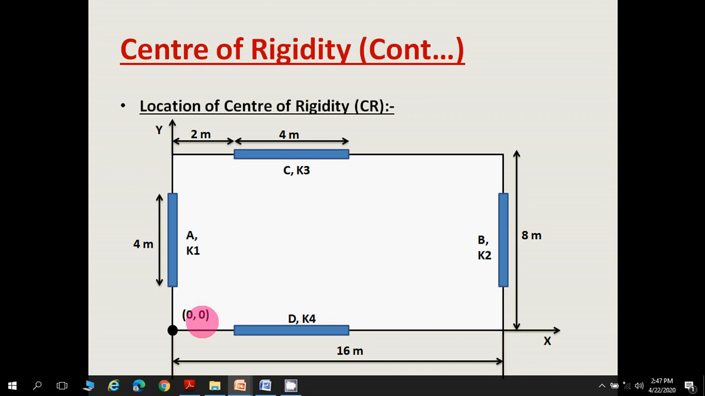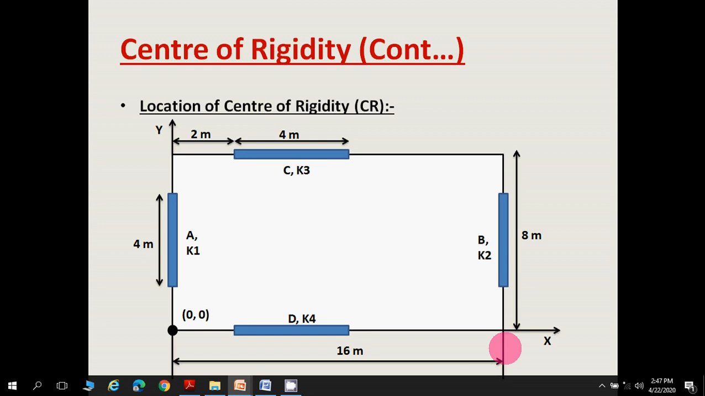So if I am talking about the x direction, for wall A, the center of stiffness in the x direction will be equal to 0 because it is located at this point. So the center of stiffness of wall A, x1, will be equal to 0. And for wall B, the center of stiffness will be equal to 16 meter, as it is located at the far end of the floor. So x1 will be equal to 0 and x2 will be equal to 16 meter.